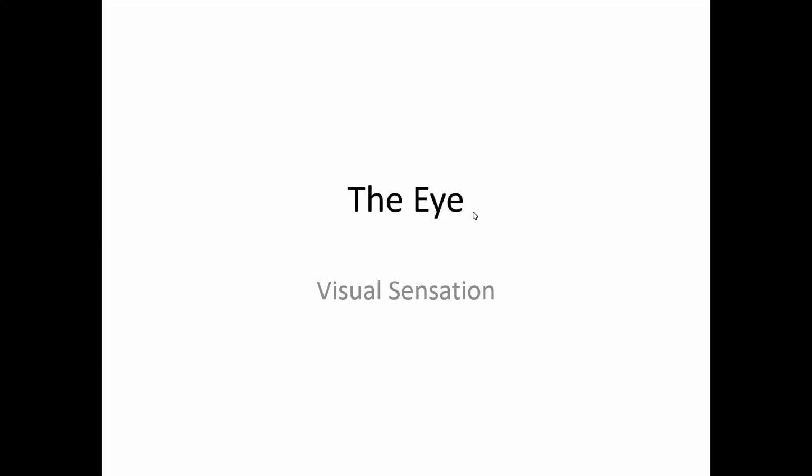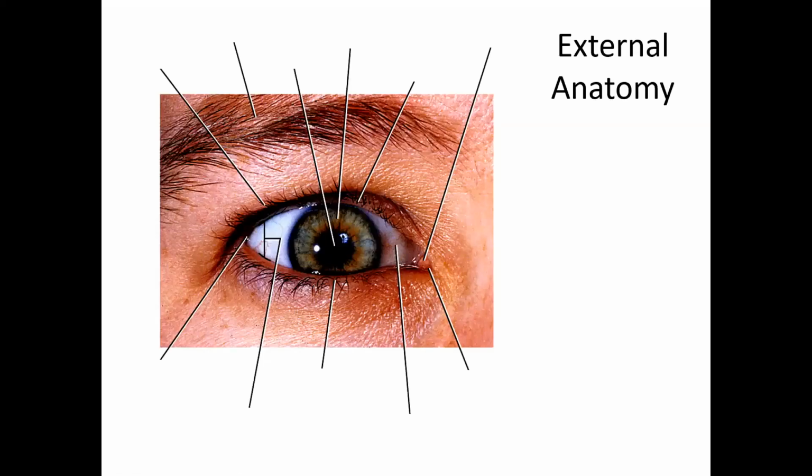So we're going to look here at the eye, which is going to allow us to have our visual sensation. So we look at the eye and the visual pathways that allow us to perceive things in our external environment visually. So we'll start with looking at the external anatomy of the eye.